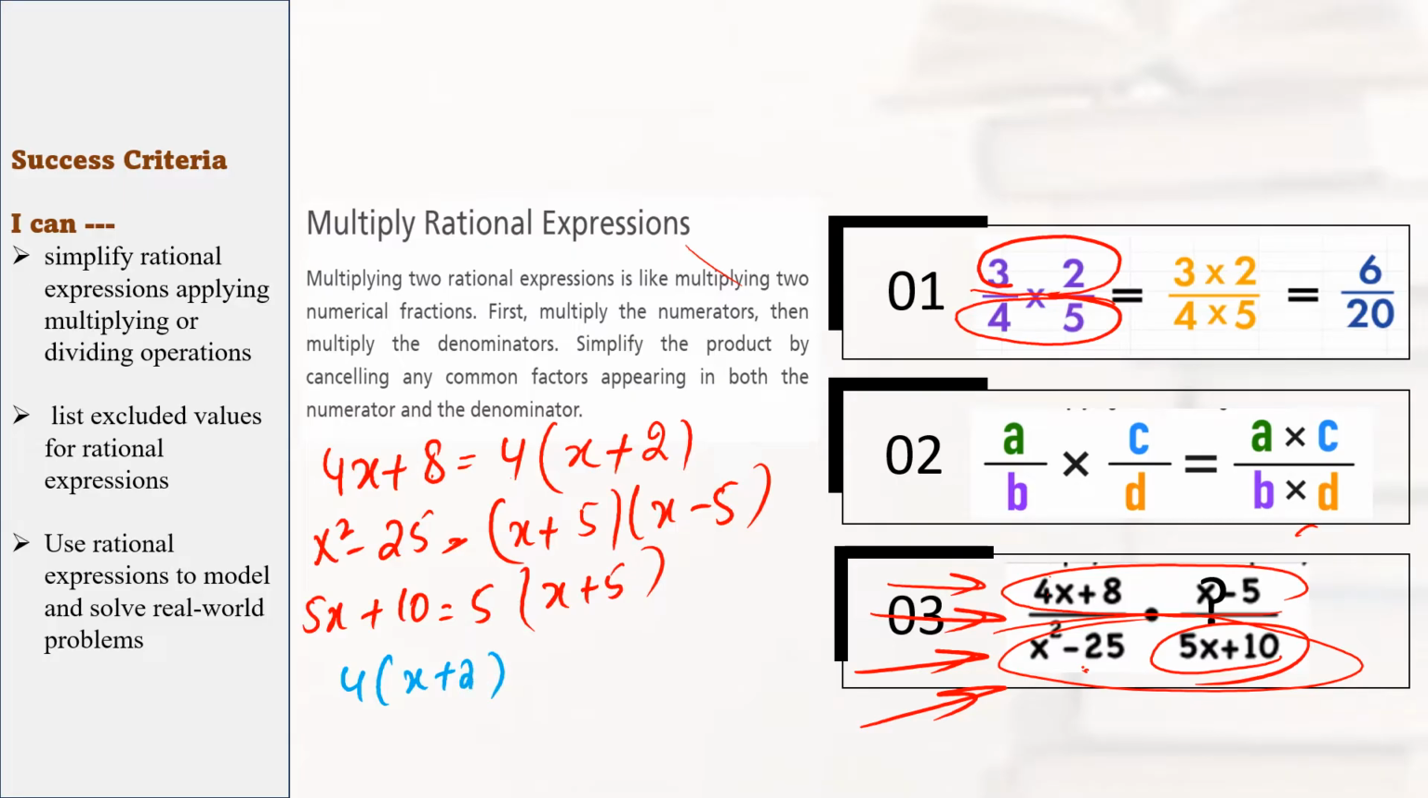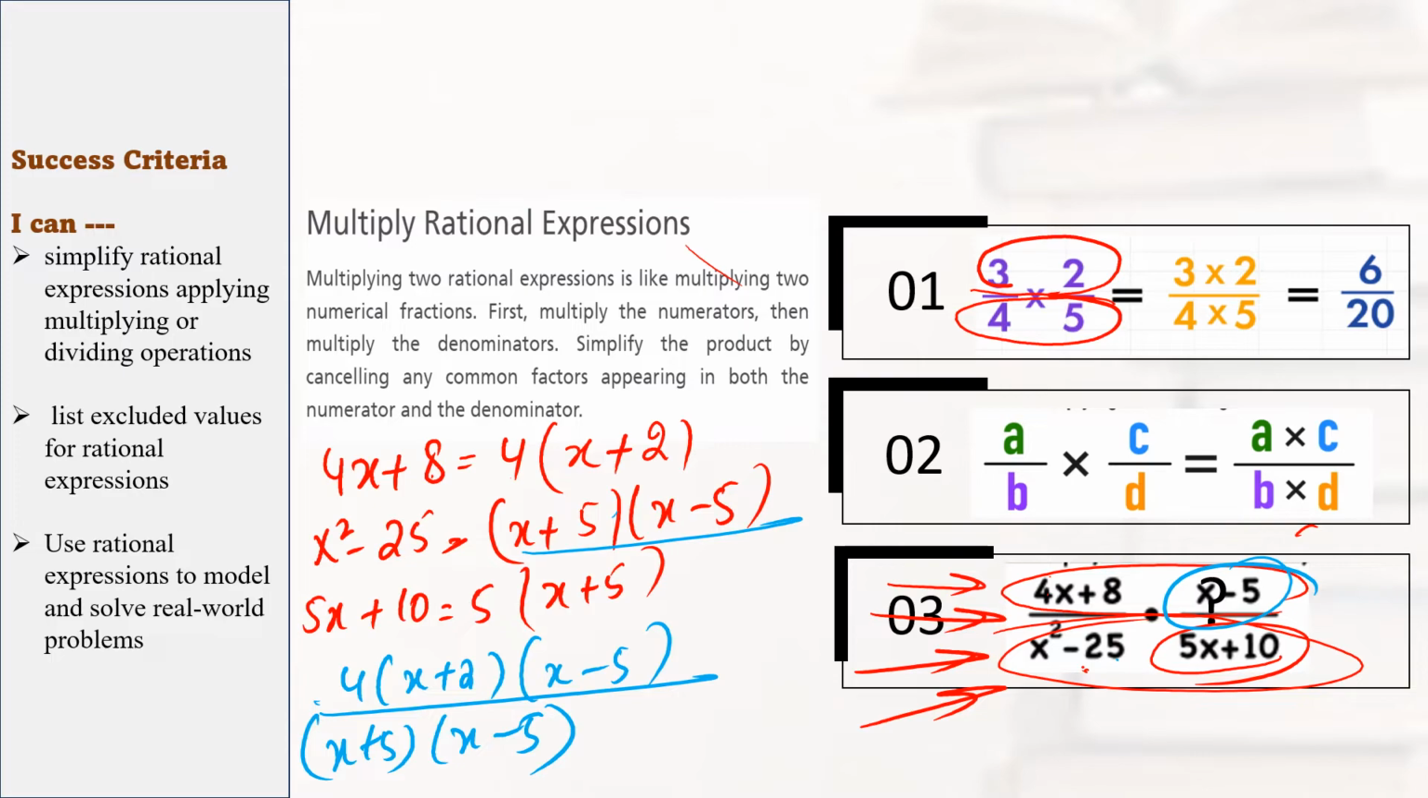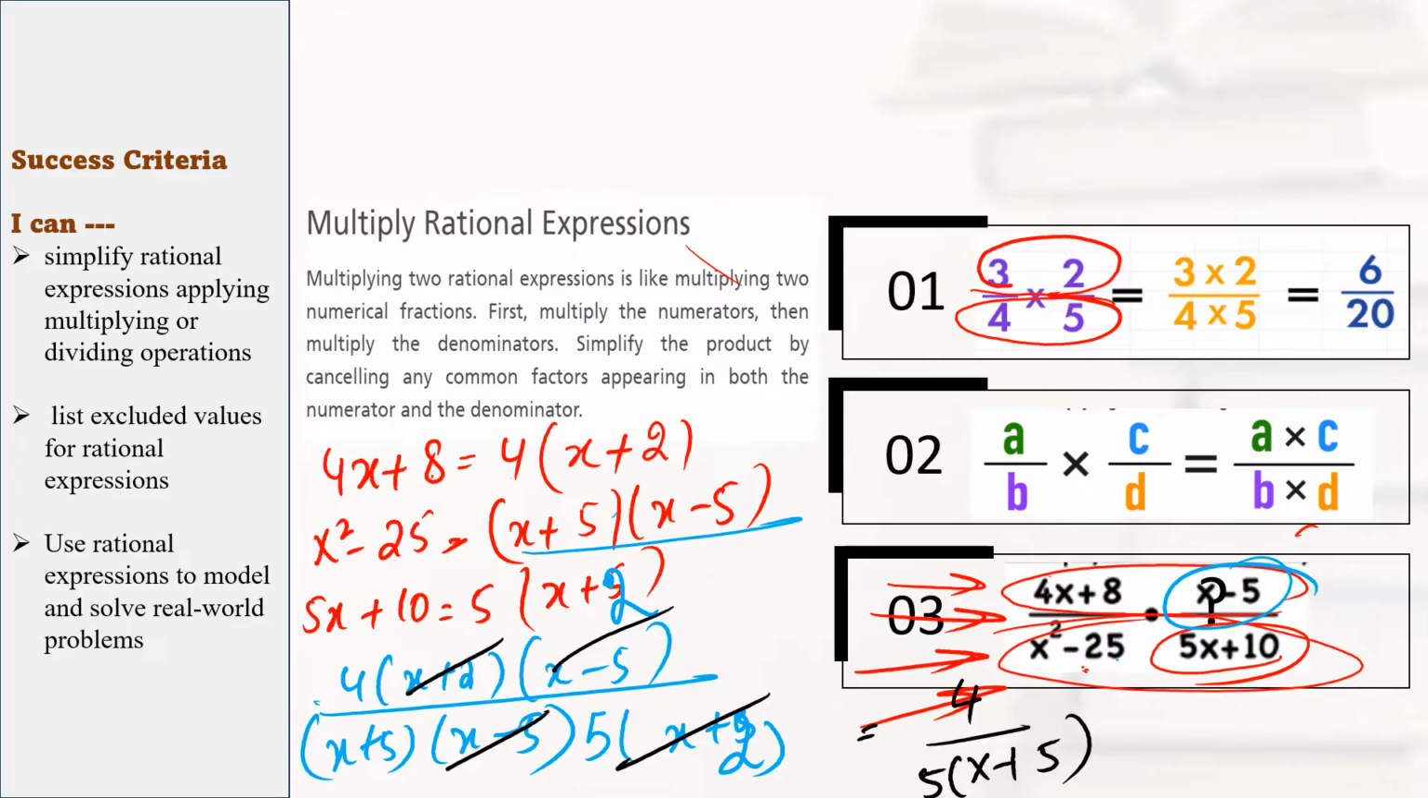Now this x minus 5 is already a simplified form, so I write it as it is. X square minus 25, I will write x plus 5 and x minus 5. 5x plus 10, I will write 5, x plus 2. Now cancel numerator with denominator. Make sure they are the same. X plus 2 cancels, x minus 5 cancels. What is left? In the numerator 4 is left, and in the denominator 5 and x plus 5 are left.